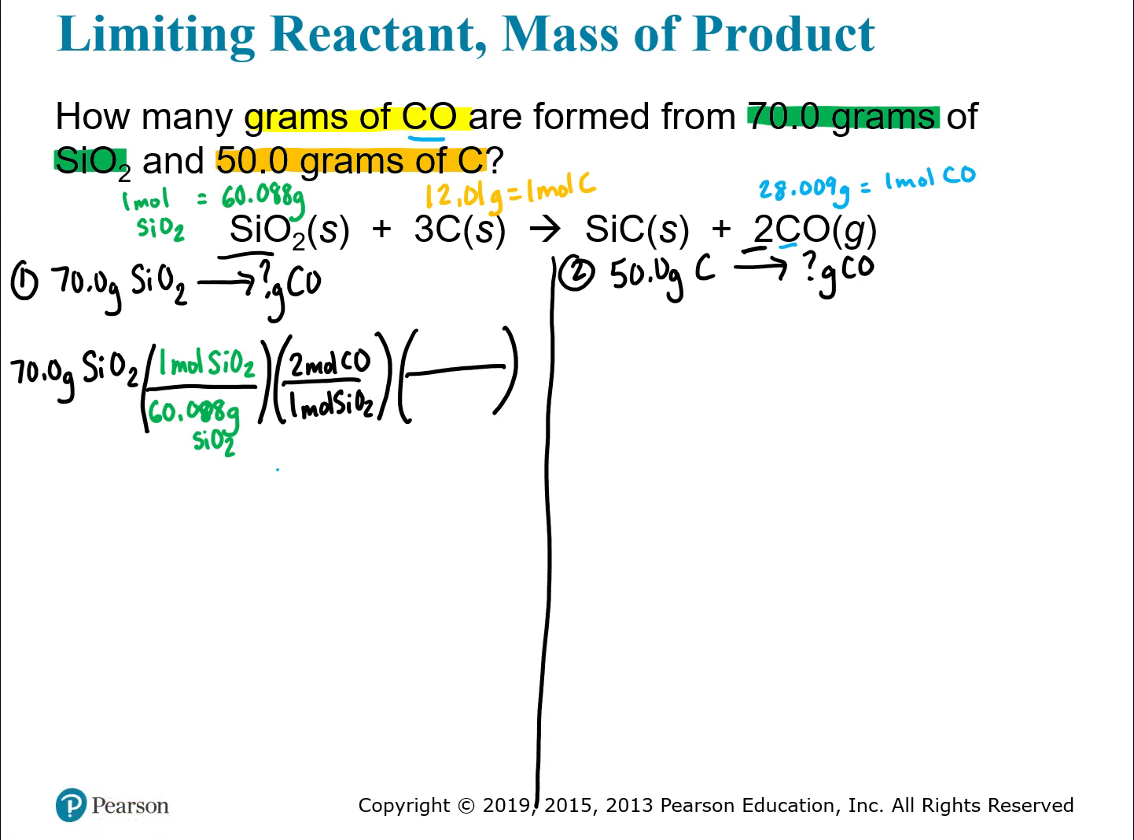Last step, molar mass of carbon monoxide, so we can convert moles to grams. This time the grams go in the top and moles go in the bottom. We cancel grams, we're left with moles. We cancel moles of silicon dioxide, we're left with moles of carbon monoxide. Cancel that out, and we're left with grams. When you do all that, you get 65.3 grams of carbon monoxide.